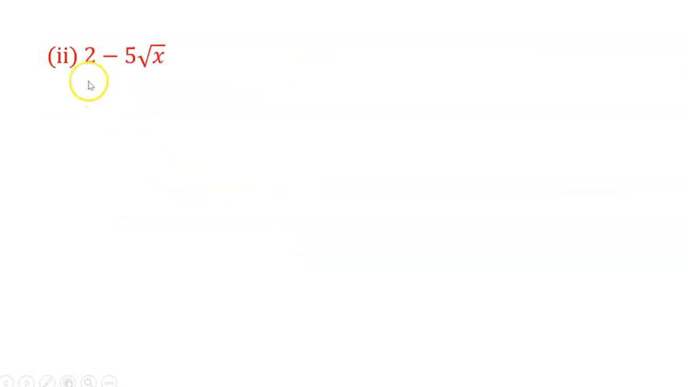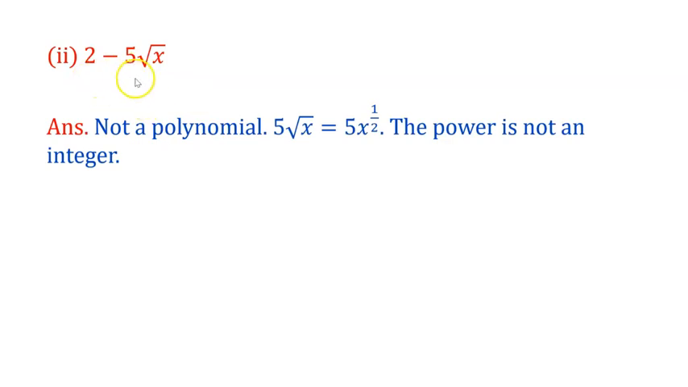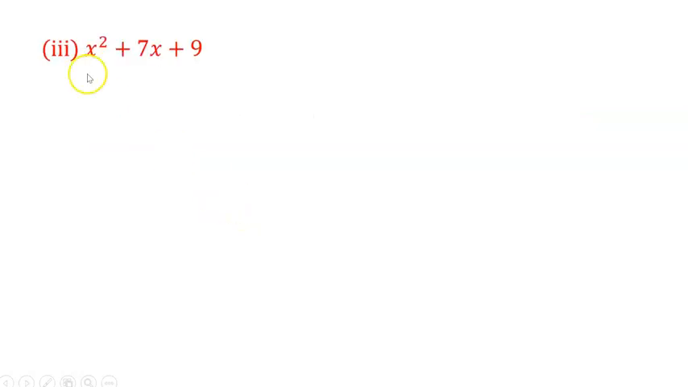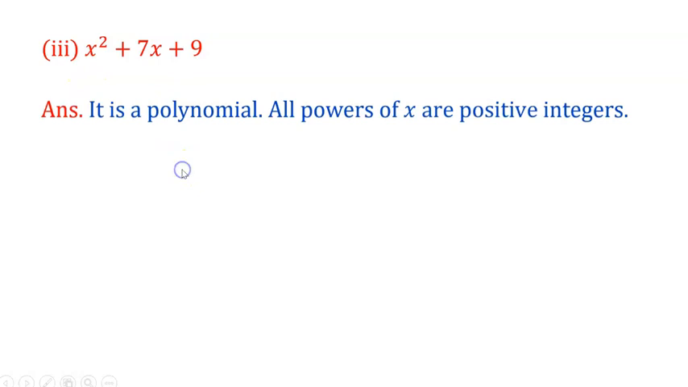Next, 2 minus 5 root x. Again, 2 minus 5 root x is not a polynomial because 5 root x means what? 5 into x raised to 1 upon 2. The power is not an integer and hence 2 minus 5 root x is not a polynomial. Next, x square plus 7x plus 9. It's a polynomial. All powers of x are positive integers.